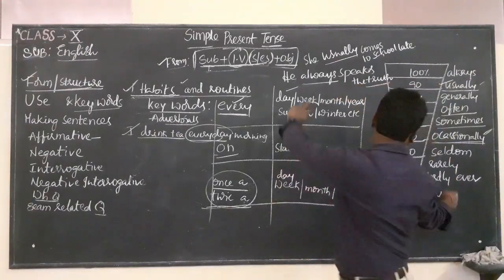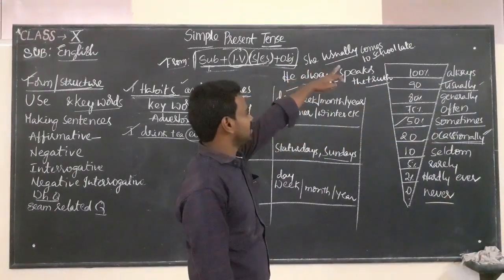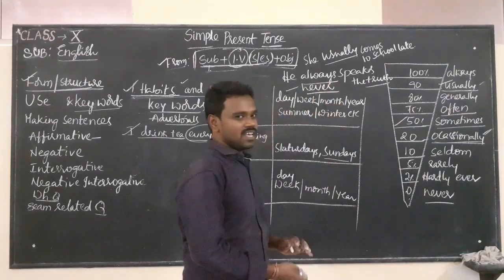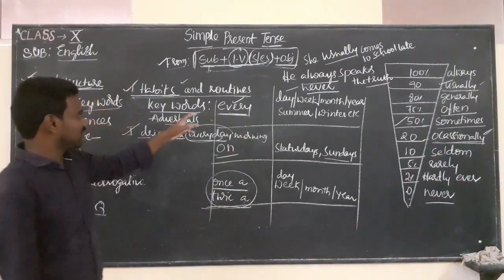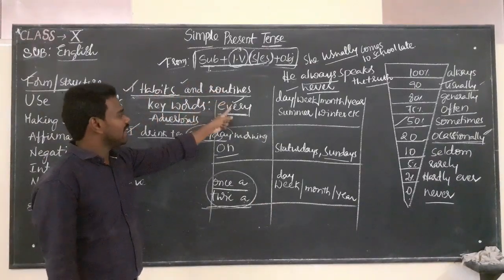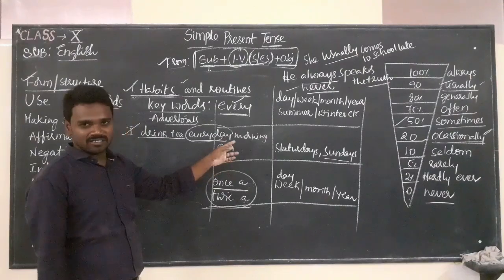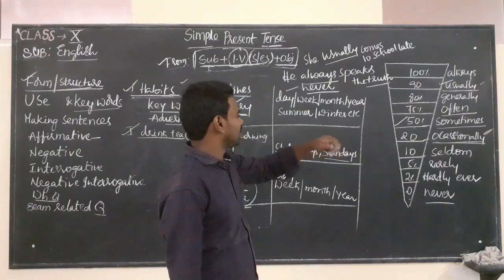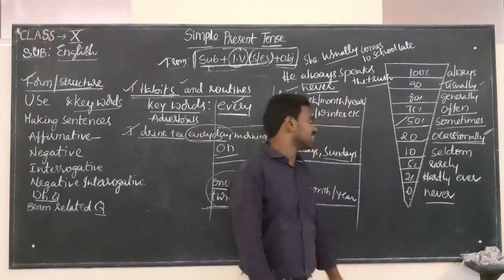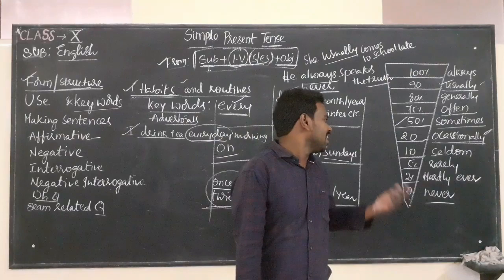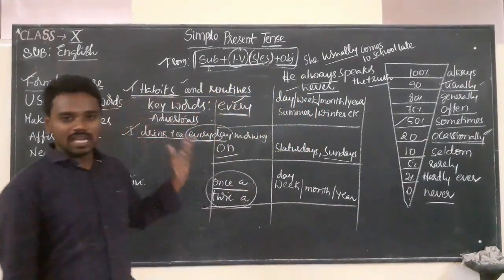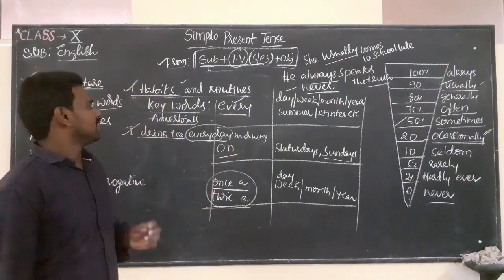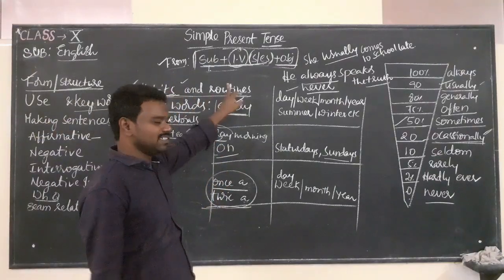He always speaks the truth, that is always, 100%. He never speaks means 0%. So what are the keywords that we use for habits and routines? On weekends, on Saturdays, on Sundays, once a, twice a, every day, every week, every month, every year, summer, winter, always, usually, generally, often, sometimes, occasionally, seldom, rarely, hardly ever, never. These are the words we use in simple present to talk about habits and routines.